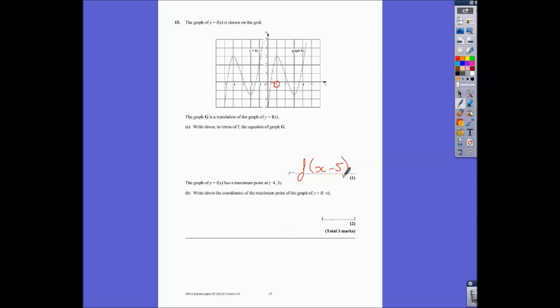The graph of y equals f of x has a maximum point minus 4, 3. Write down the coordinates of the maximum point of y equals f of minus x. Well, f of minus x will mean we'll get the same value for y when x is the negative of itself. So that will be a reflection in the y-axis. So basically, if we reflect that in the y-axis, minus 4 will go to 4 on the x-axis, but the 3 will stay the same because it's still up at 3. So it'll be 4, 3.